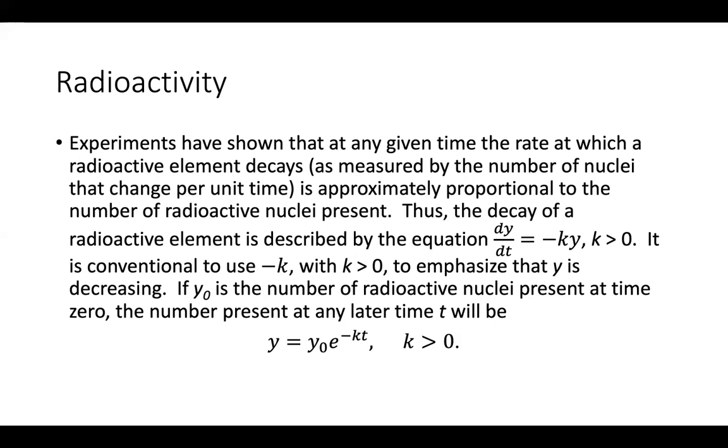Thus, the decay of a radioactive element is described by the equation dy/dt = -ky for k > 0. Note that it is conventional to use negative k with k greater than 0 to emphasize that y is decreasing. If y0 is the number of radioactive nuclei present at time 0, then the number present at any later time t will be y = y0 e^(-kt) for k > 0.